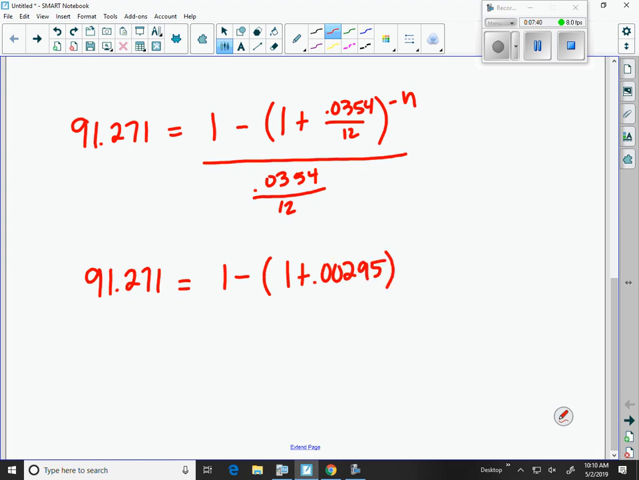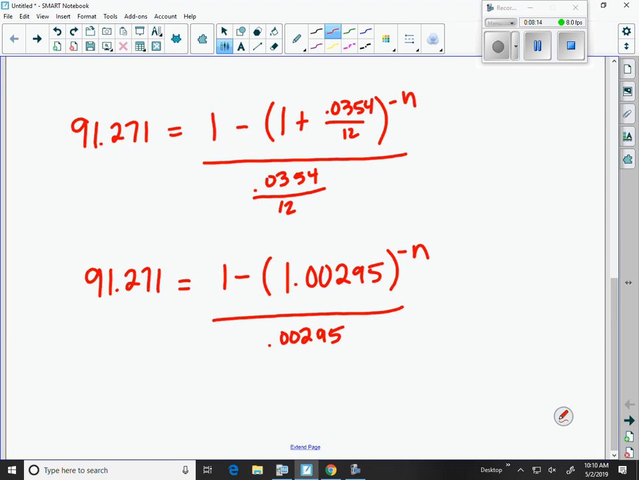Okay, I'm going to address this part right here before I keep going. 1 plus 0.00295, I can actually simplify that to just be 1.00295. That will make your life a lot easier if you simplify that part. Okay, so now it looks a little bit better, not as ugly as above. So all we did there is we just simplified the rate. I did my 0.0354 divided by 12, and I put that as 0.00295 for those.